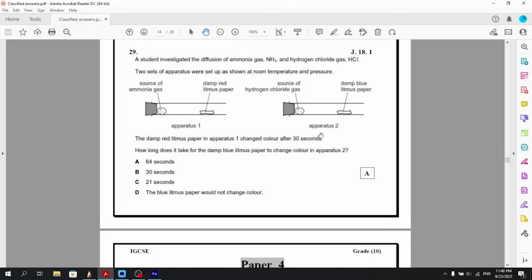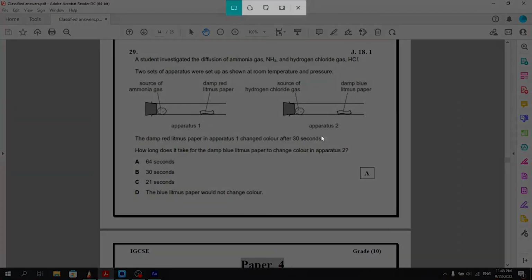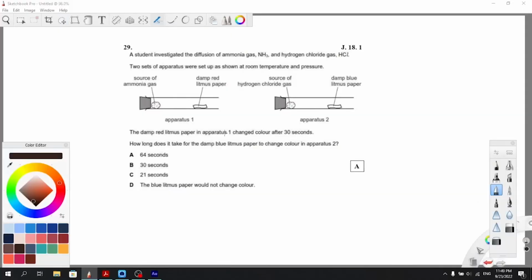Alright. So again, let me just take a screenshot real quick. So the damp red litmus paper in apparatus 1. Apparatus 1 had the NH3, the ammonia. Alright. The other one here had HCl. Okay. In order to be able to answer this question, we need to quickly just calculate the relative molecular mass of both of these. Right. So this will be the HCl, and this will be for the NH3, because right now we have no idea which one is heavier, right, and which one is lighter.